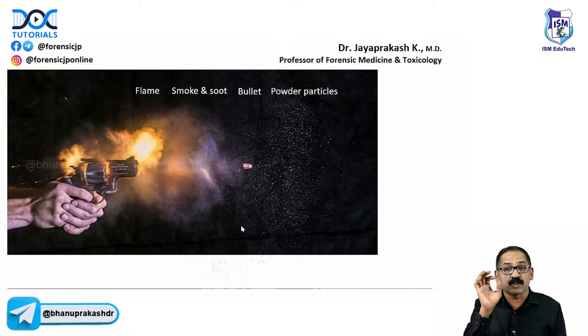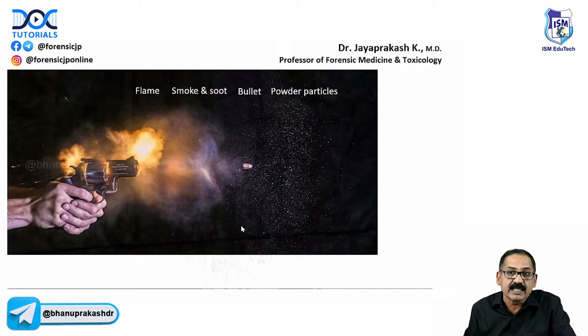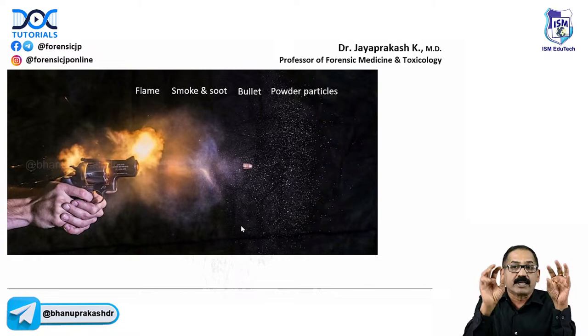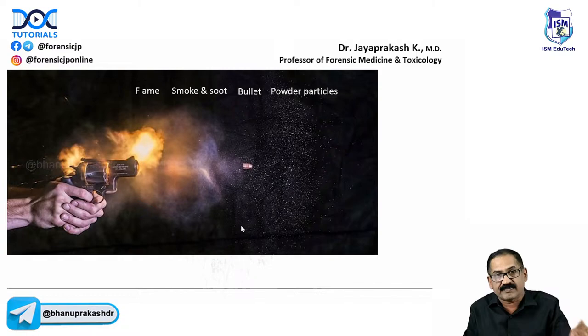One more product of firing, the most important, is the bullet. When the bullet hits the body, it gives rise to a wound of entry surrounded by a grease collar and abrasion collar. Again, I'm going to show it again. When the flame touches the skin, it burns the skin, known as burning or scorching of the skin. When the smoke and soot touch the skin or cloth, it gives rise to a condition called blackening or smudging. When the powder particles hit, it gives rise to peppering or tattooing. And when the bullet hits the skin, it gives rise to a wound of entry with grease collar and abrasion collar.